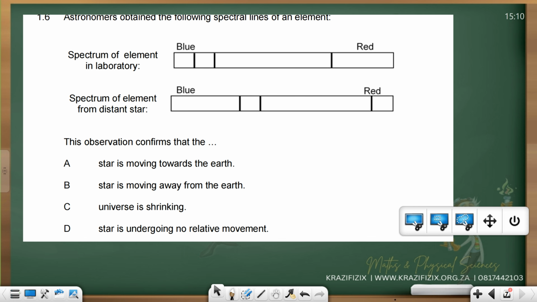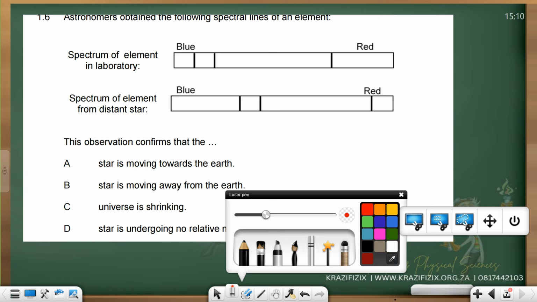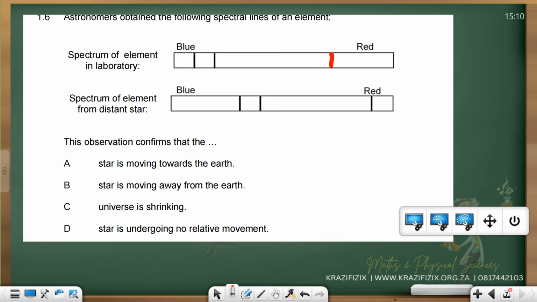Okay, let's see. What is the question saying? Astronomers obtain the following spectral lines of an element. In the lab, we look at that, and in the distant star, we look at that. What do you see here? You would notice that when we observe it in the distant star, the lines have shifted towards the red. So we call it a red shift. And if it's a red shift, what are we talking about? Moving away. Red is danger. What do you do from danger? You run away.